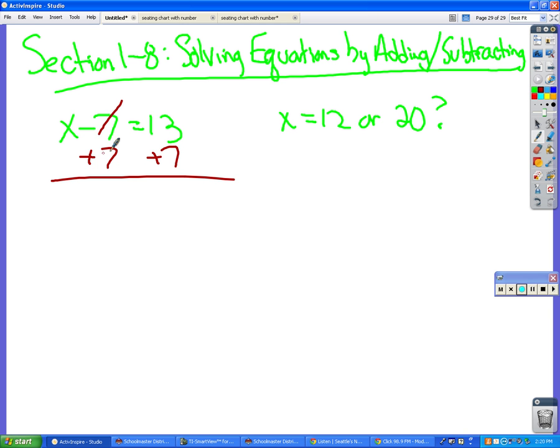Okay, so the minus 7 and the plus 7 cancel, which just leaves you with an x. And then 13 plus 7 is 20. And so the correct answer for this is that x equals 20.